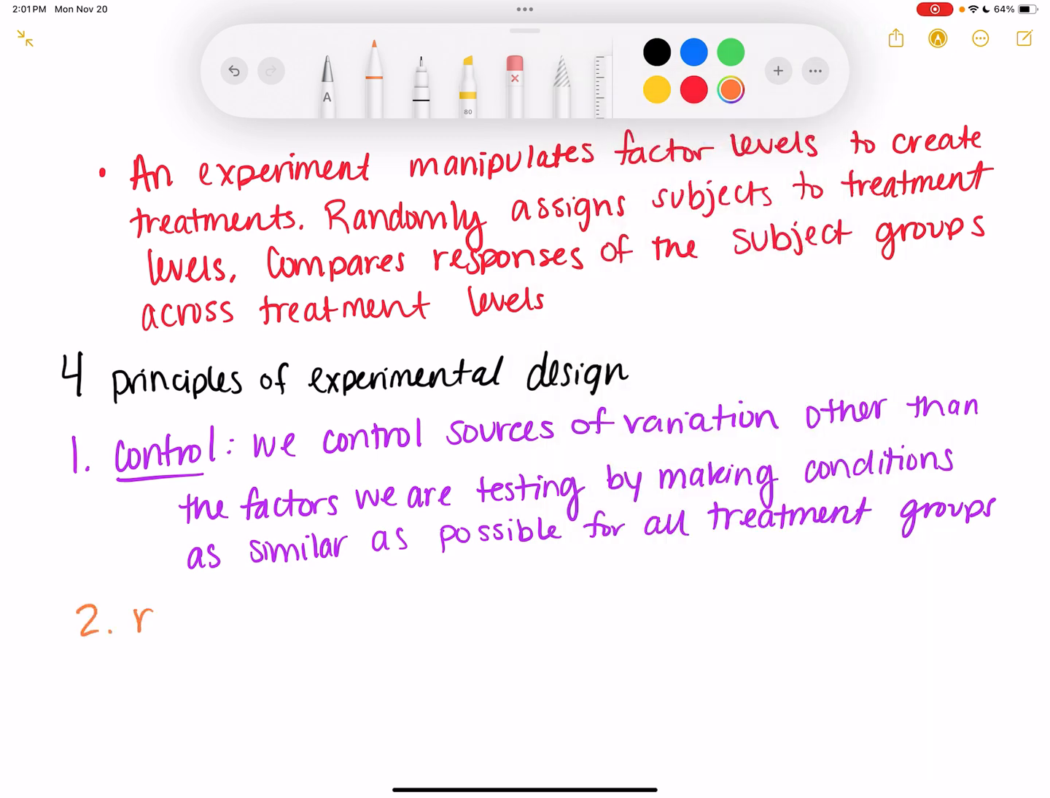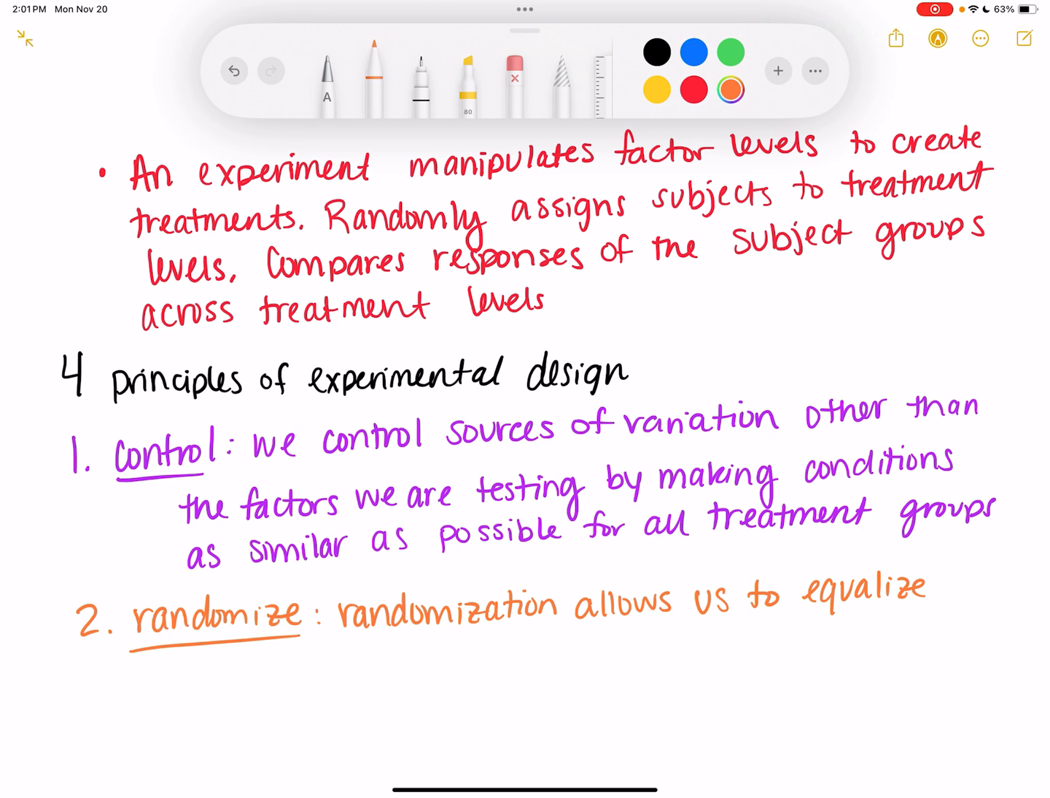To randomize. Randomization allows us to equalize unknown or uncontrollable sources of variation.